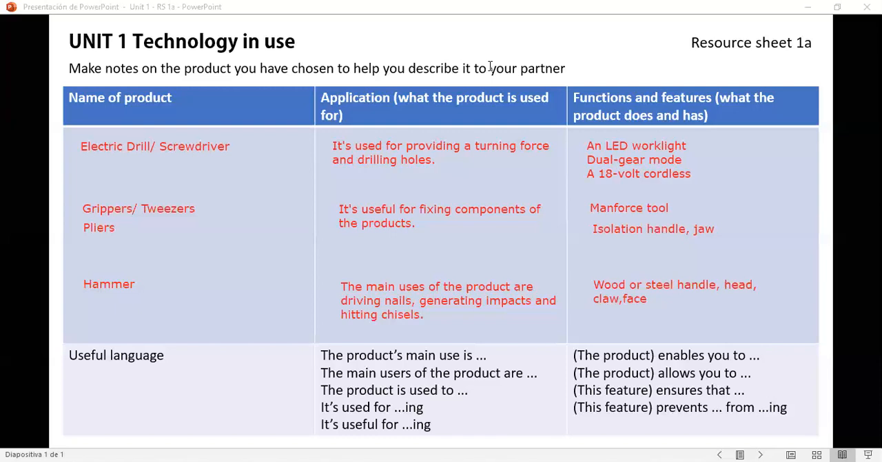In this case, we have the hammer with a wood or steel handle, with a head, claw, and one face. No, these are the parts of the hammer.